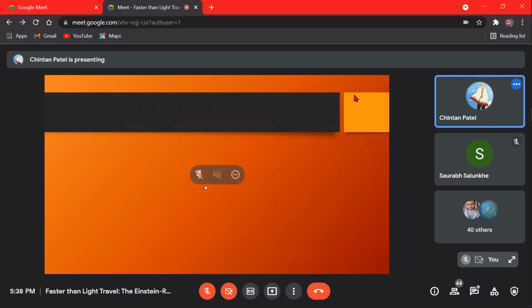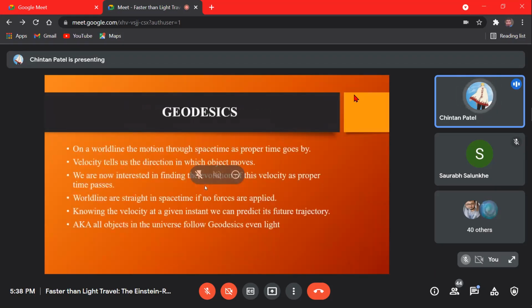Okay, so now geodesic. What is a geodesic? What is a world line? We should know all these things. When you are considering a fabric of space-time, in general relativity, or even in special relativity, nothing is stationary. You yourself right now are moving.